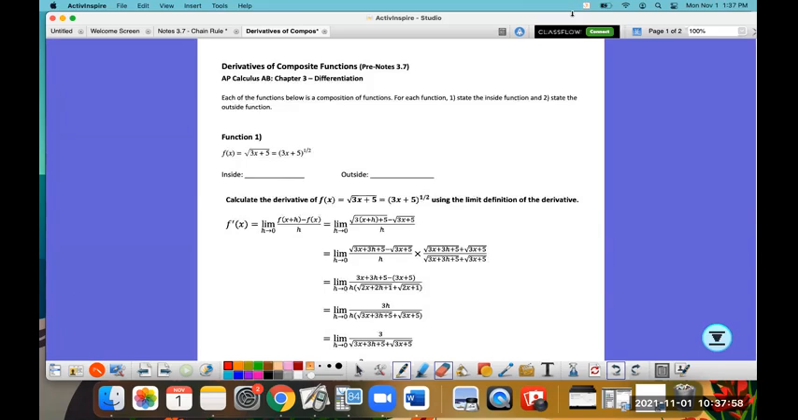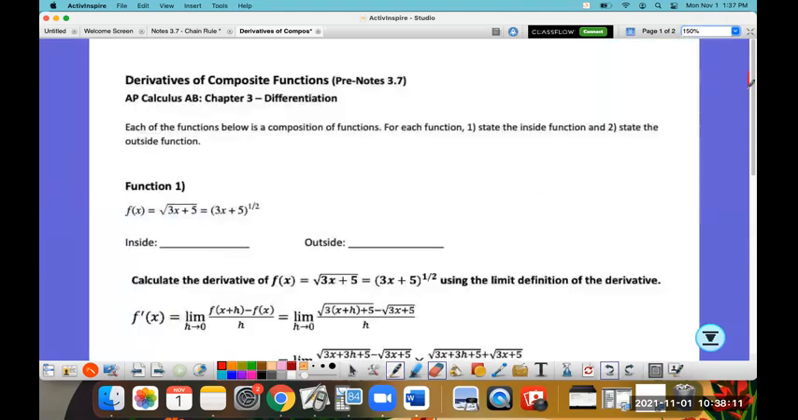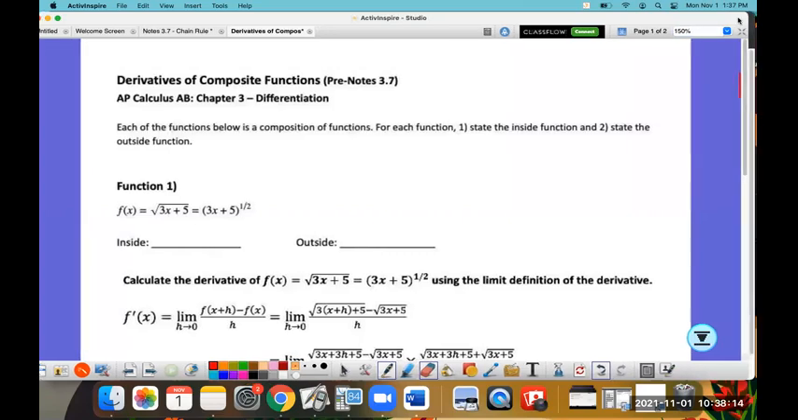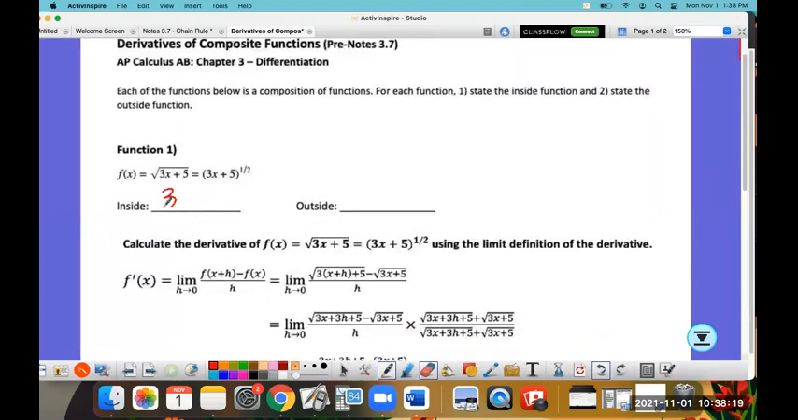So looking at number 1, can anyone tell me what that inside function is in either of the versions? 3x. Yeah, 3x plus 5. Outside function? Yeah, that entire thing raised to the 1/2. So we'll say parentheses to the 1/2. And you could treat the parentheses like, hey, this is my variable.